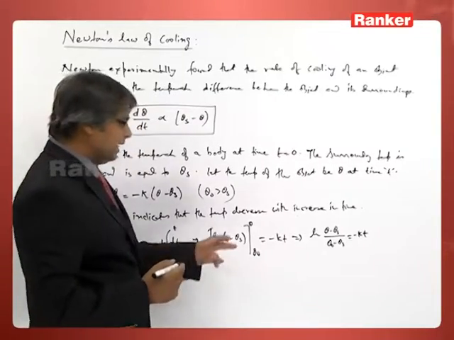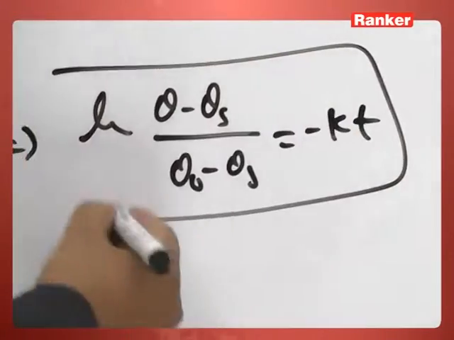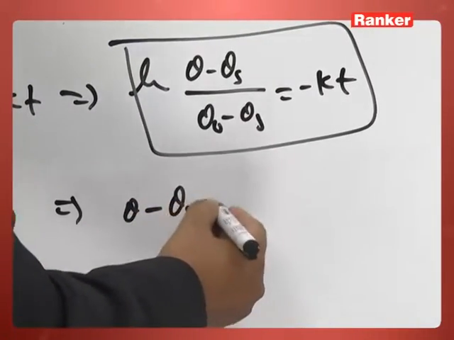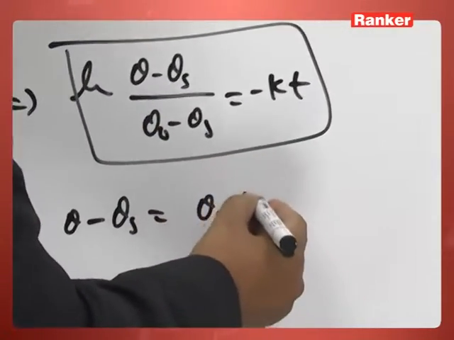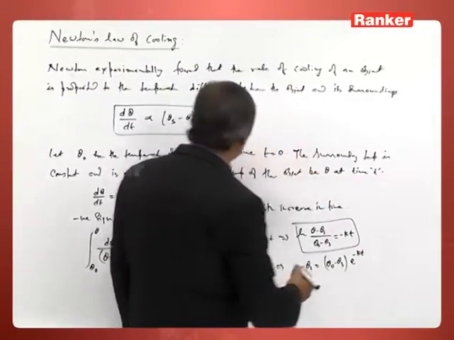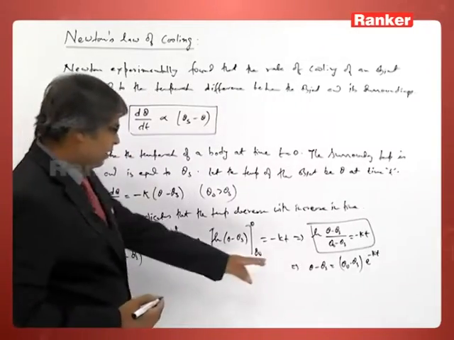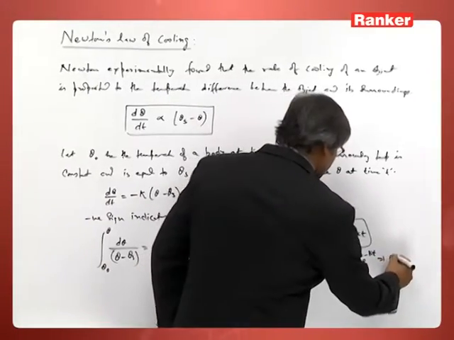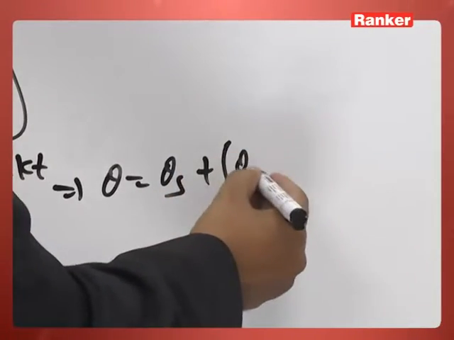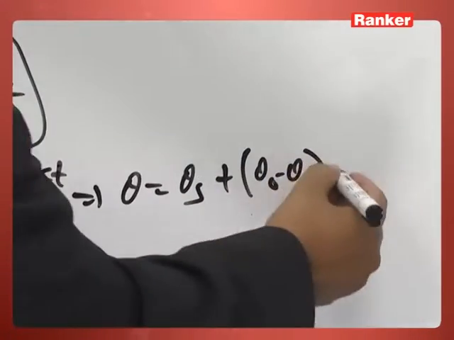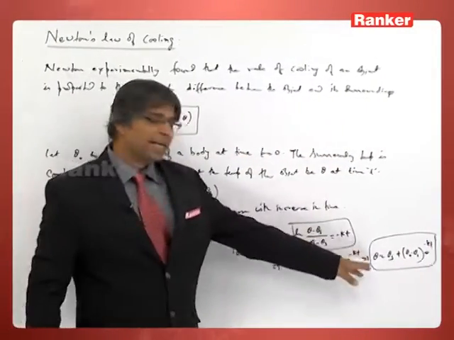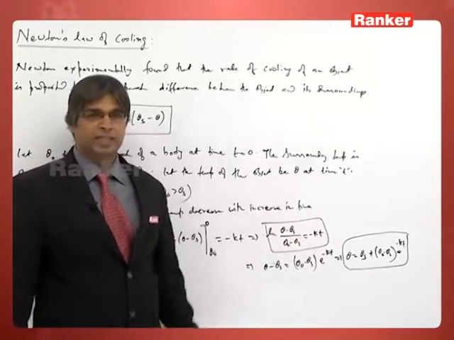This is our relation, which further gives theta minus theta s equal to (theta naught minus theta s) e raised to minus kt. So, again theta is equal to theta s plus (theta naught minus theta s) e raised to minus kt. Thus you see the temperature is decreasing exponentially.